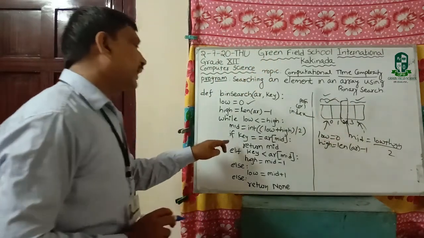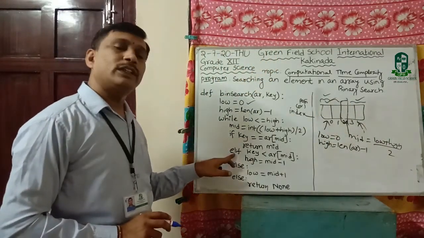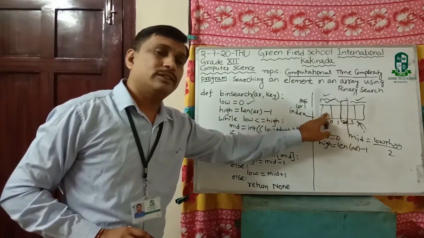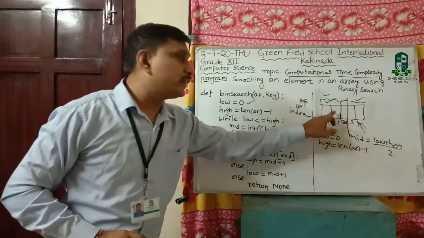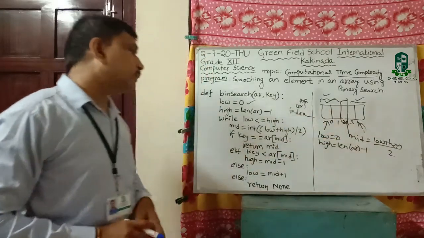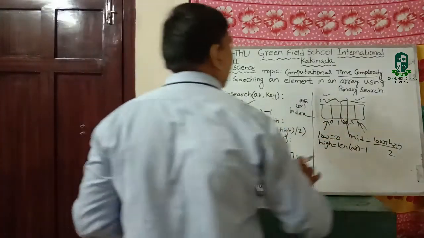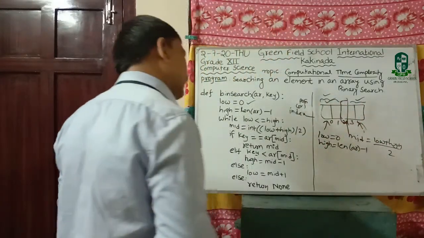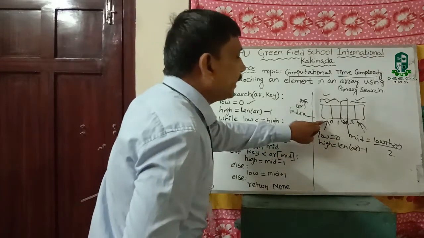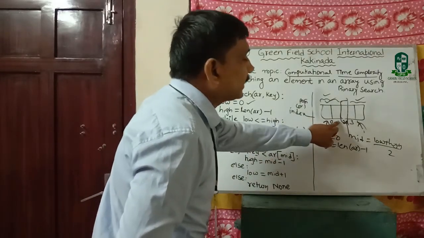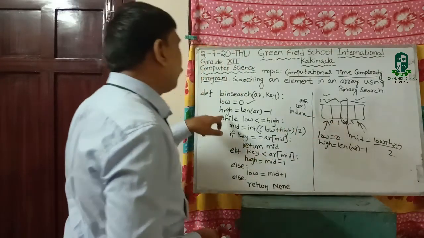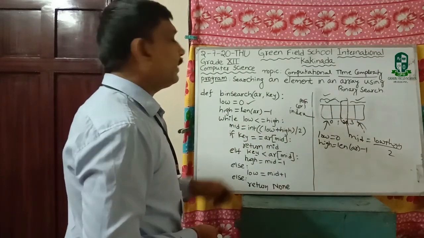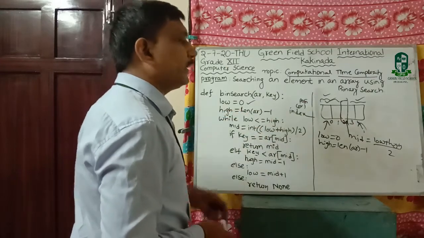So further we write here, else if key is less than array of mid, we compare the mid element with the key, less than or greater than. If less than, we continue the search process in the lower part. Already low is set here, then we set the high. High is set to length of array minus 1. Always high is set to length of array minus 1.